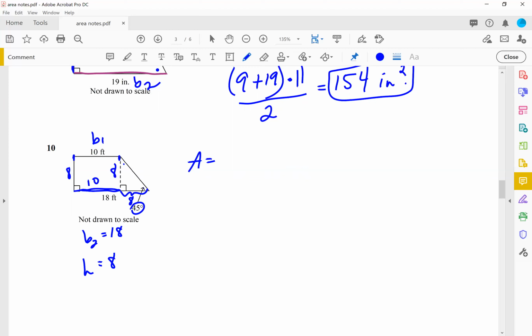height. So area, base 1, 10, base 2, 18, times the height, which is 8, divide that by 2. So 10 plus 18 is 28, times 8, divide by 2, gives us 112. That's feet squared.